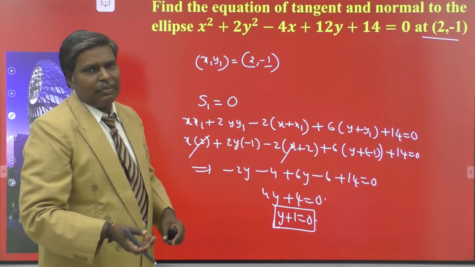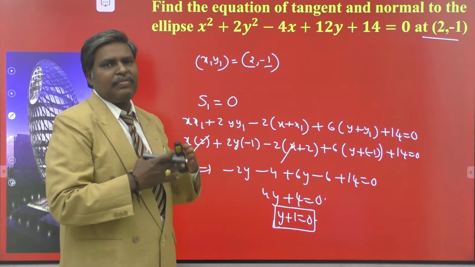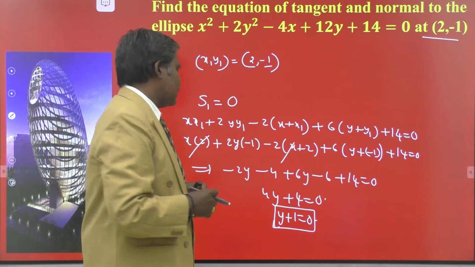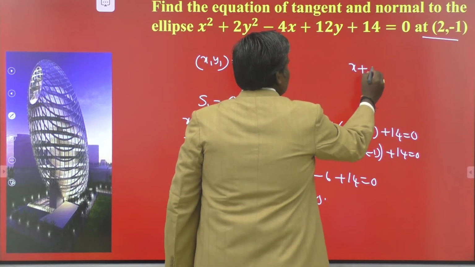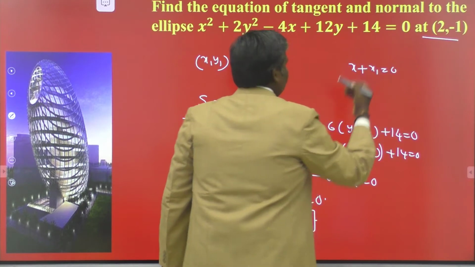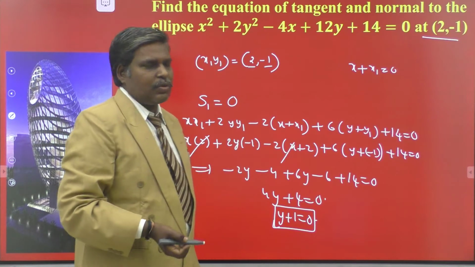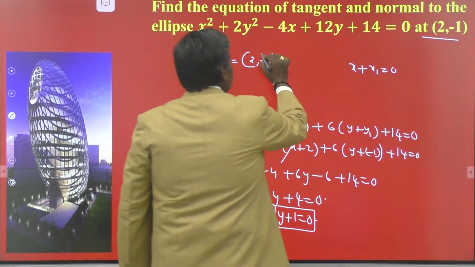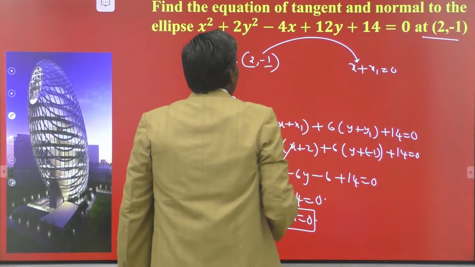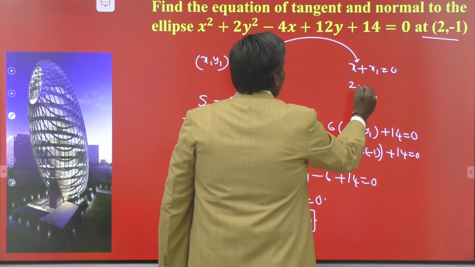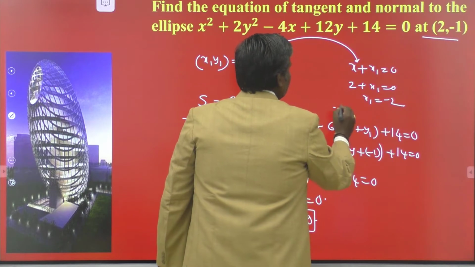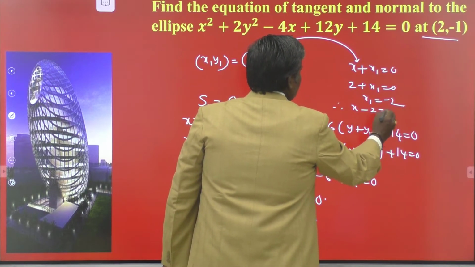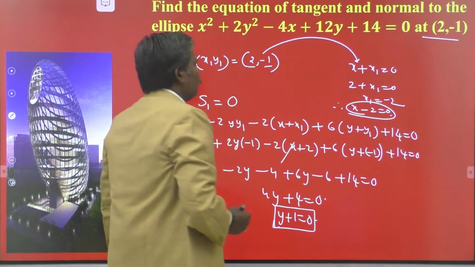So our normal is parallel to y-axis, because the angle between tangent and normal is 90 degrees. So the equation of normal is of the form x plus x1 is equal to 0, or x plus k equal to 0, whatever it may be. It is passing through what? My point 2 comma minus 1. Therefore 2 plus x1 equal to 0, x1 is equal to minus 2. Therefore x minus 2 equal to 0 or x equal to 2.